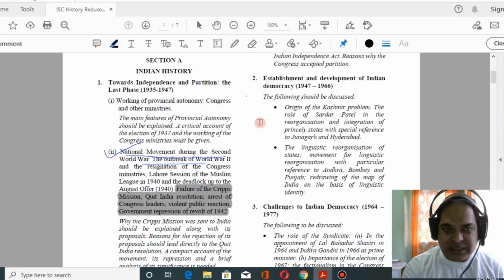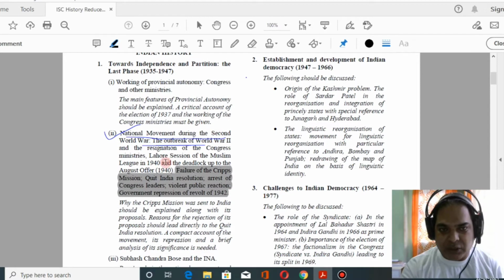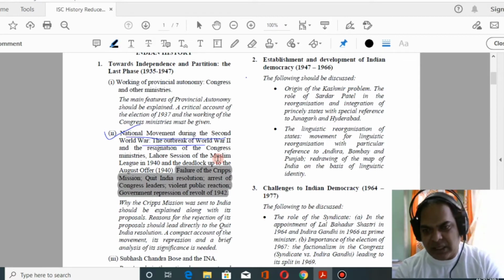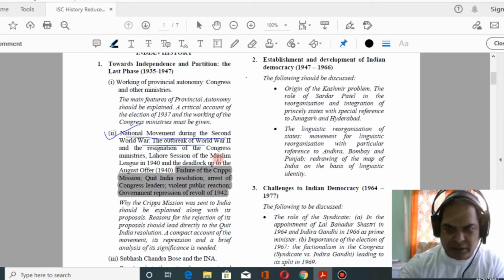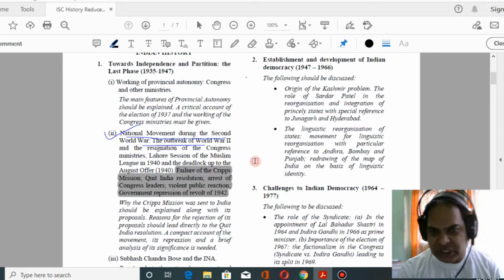So from this part, chapter number 1, this part was not there last time. The Lahore session was not required, but at least all the teachers discussed all these things, because when this session started, the teacher had already started them, so nothing changes.